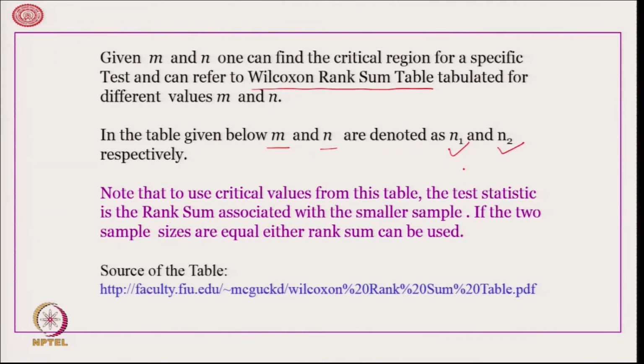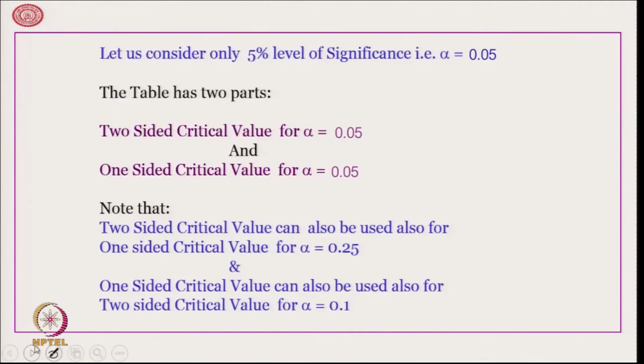Note that to use critical values from this table, the test statistic is the rank sum associated with the smaller sample. If the two sample sizes are equal, then either rank sum can be used. So, the table that I am showing you has been taken from this source. Before we see the table, let me just tell you something.